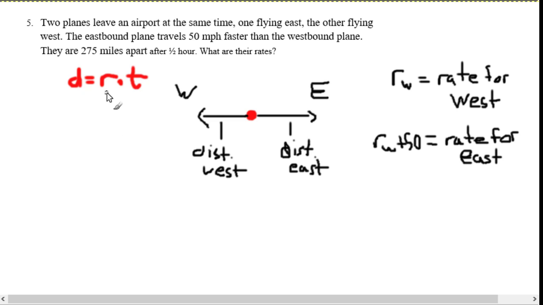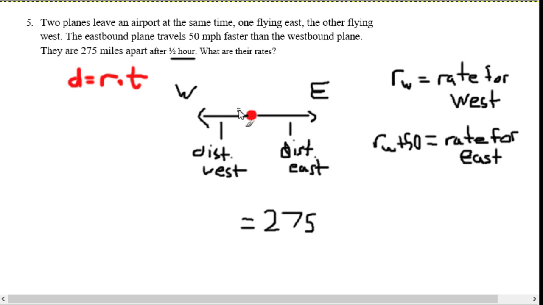And we find their distances by taking their rates times time, right? Now they told us the time for both of them. It's a half hour, right? So if I take both of these and add them together, I should get 275 total. So I'm going to set up an equation. I'm going to take 275, and that's going to be my total.